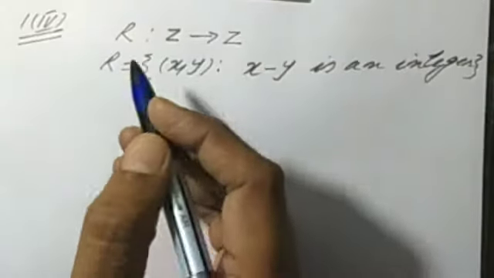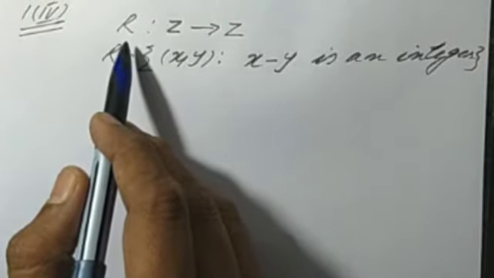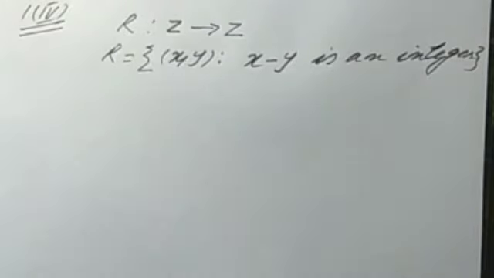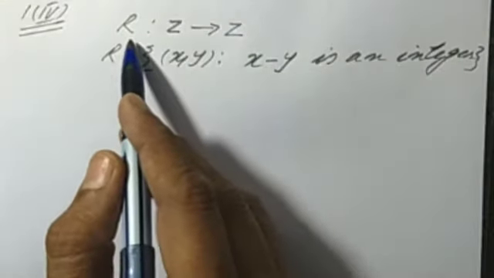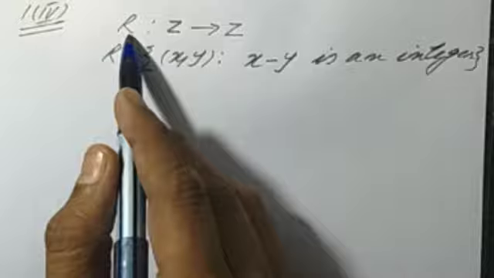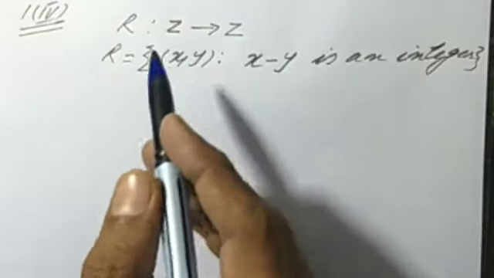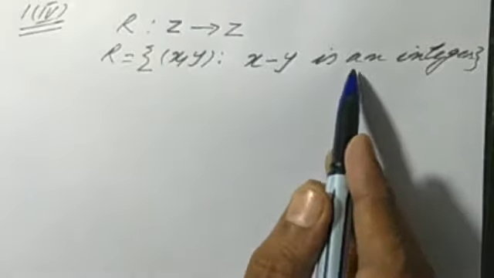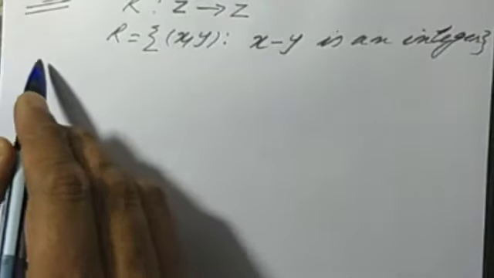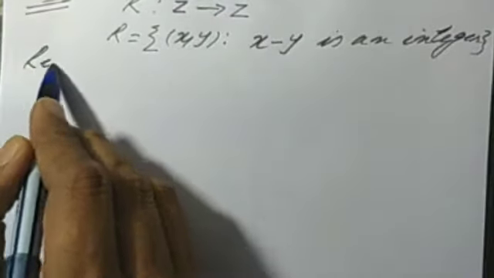Now let us talk about the fourth part of the first sum. Here R is given a set in Z, where Z is the set of integers. So a relation in a set Z means a relation R from Z to Z, where R is defined as the set of ordered pairs (x, y), where x minus y is an integer. So here we have to check the reflexivity of the relation.